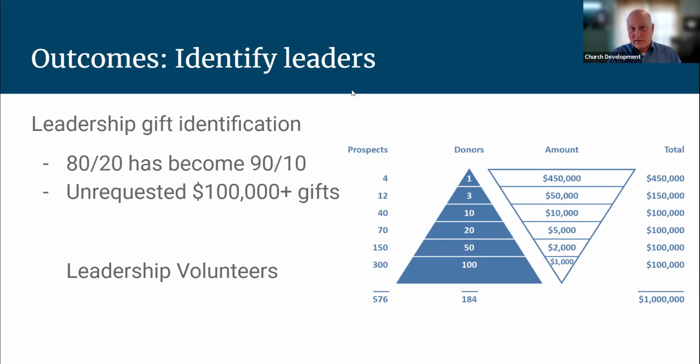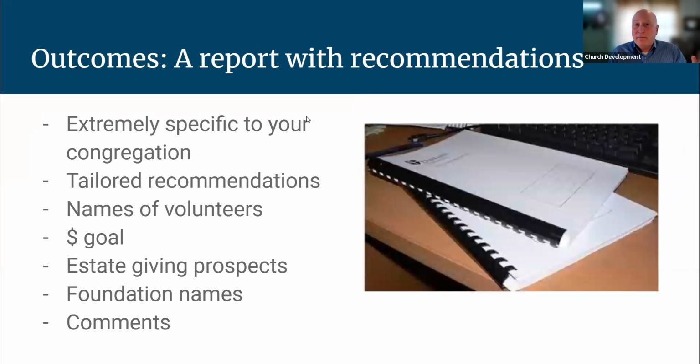They're generous. We've had a load of unrequested $100,000 plus gifts in the past year during COVID, unsolicited. It's fairly remarkable. People tend to love their congregation. They tend to give generously. You'll find out who those people are in the survey, because they self-identify, because we do talk about money.